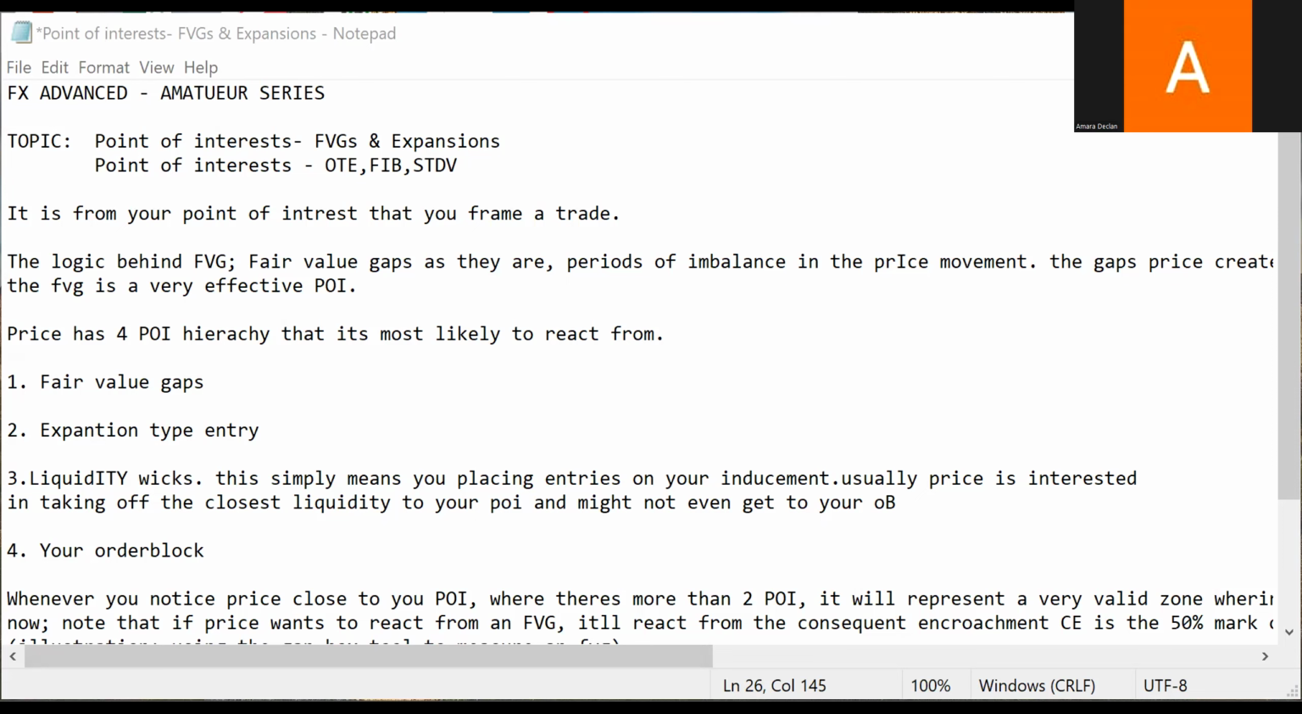Market structure is the first thing. Then you need to also understand your points of interest and your liquidity grabs. So remember we talked about liquidity wicks. You can see a lot of wicks here. You can see this wick here. You can see a bunch of equal lows here.